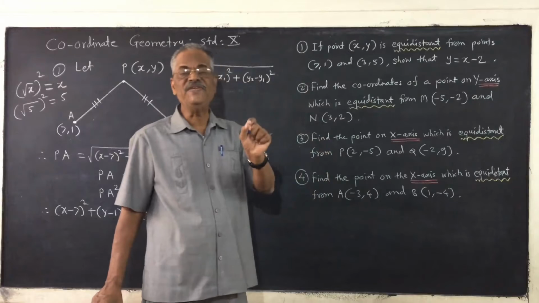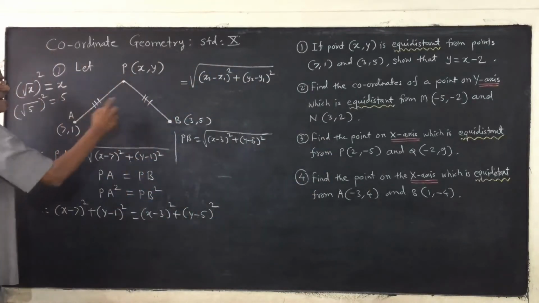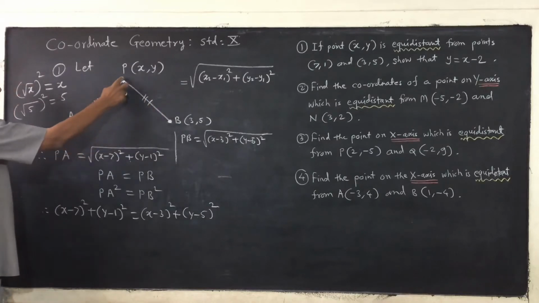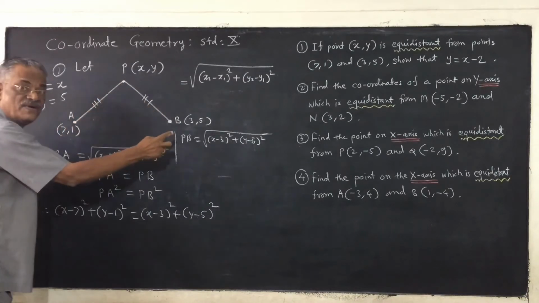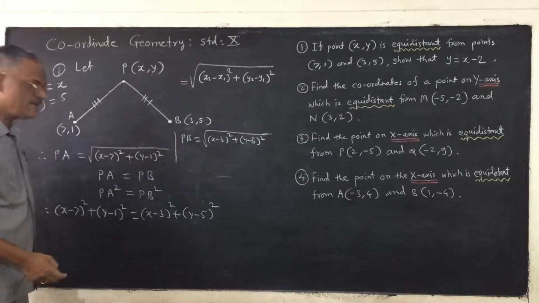समदूर बिंदू, इक्विडिस्टंट म्हणजे समदूर. P हा A आणि B पासून समदूर आहे, समान अंतरावर आहे. तर PA आणि PB इक्वल आहे, तर PA चा वर्ग आणि PB चा वर्ग इक्वल असला पाहिजे.